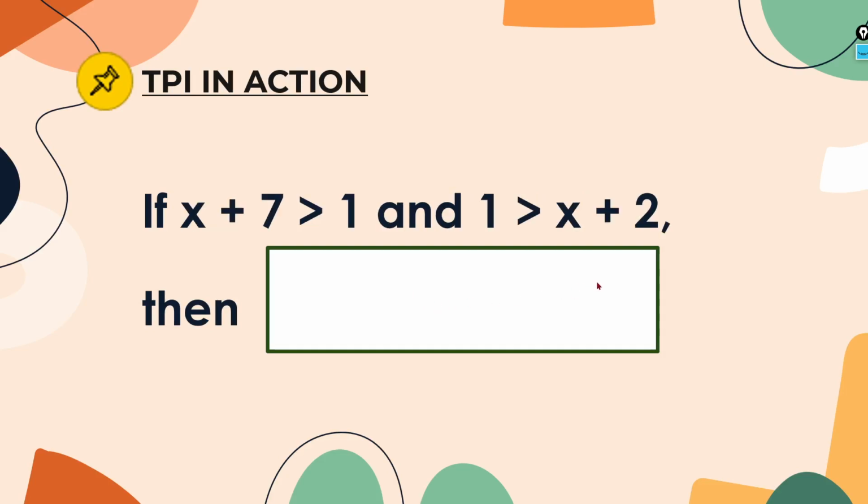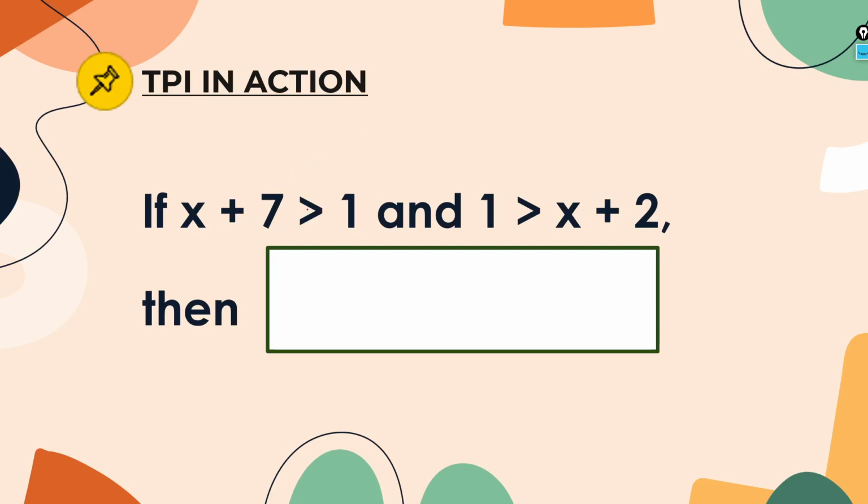Like this. If x plus 7 is greater than 1 and 1 is greater than x plus 2, ano ang conclusion na magagawa natin dito? Ulit, ano? Si x plus 7 mas malaki sa 1. Pero si 1 mas malaki sa x plus 2. So again, anong conclusion na magagawa natin dito, boys? Okay. Pause muna, then try to write an inequality. Okay? Nag-play ka na dapat, meron ka ng sagot.